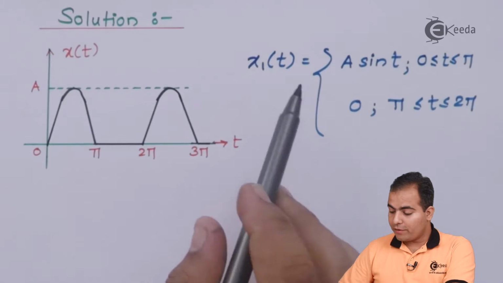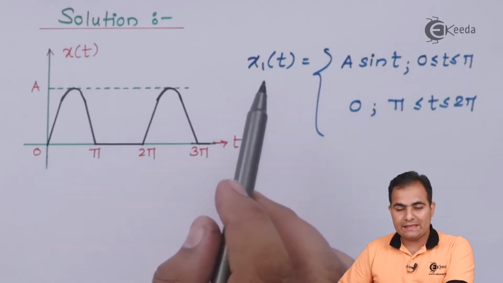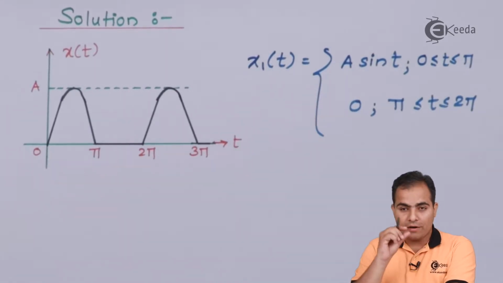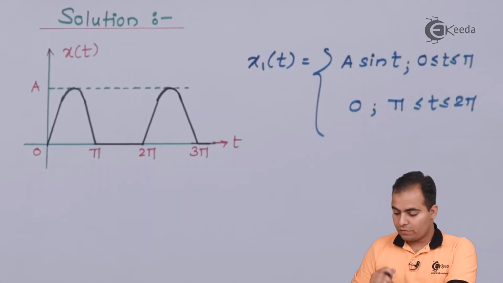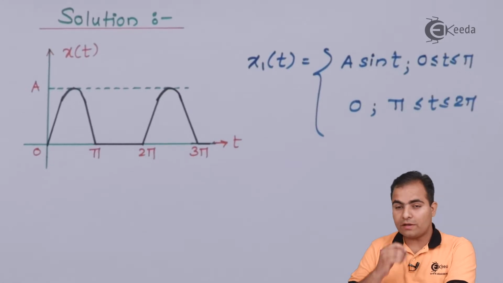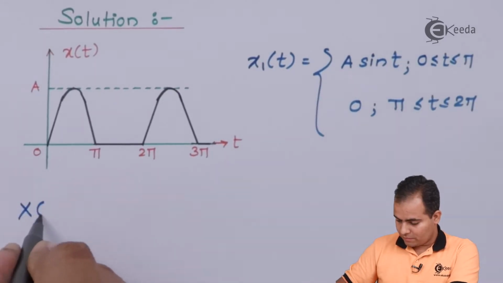And what we are going to do is find out the Laplace transform of x1 of t. The reason is, according to the statement, we have to find out the Laplace transform of the first period only. So first of all, what is the statement of the Laplace transform of periodic signal property?